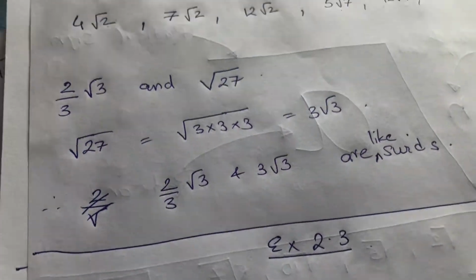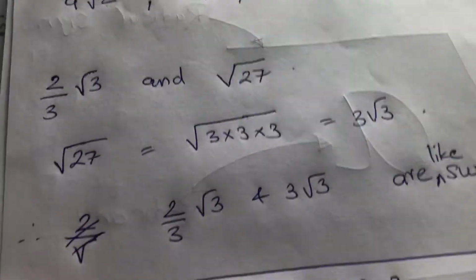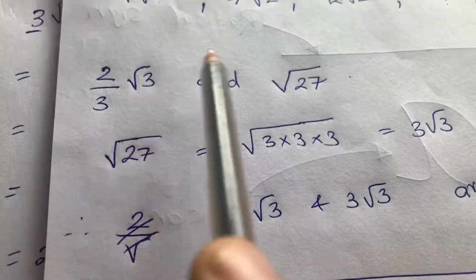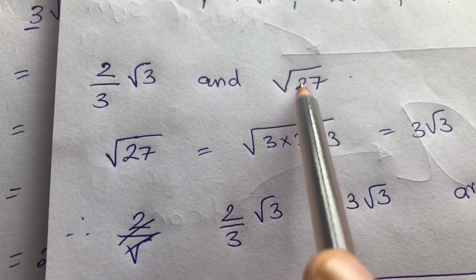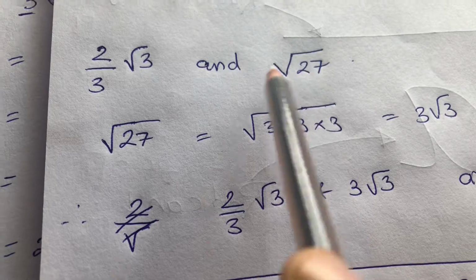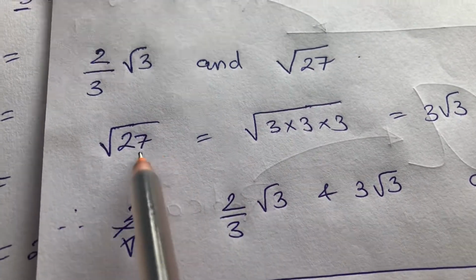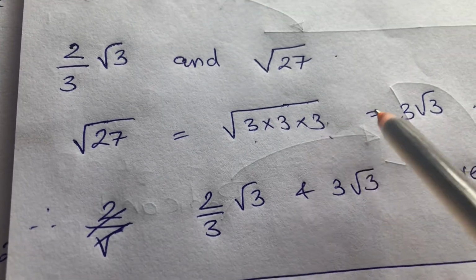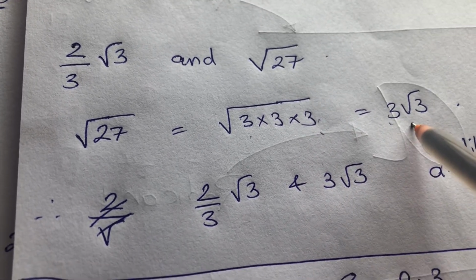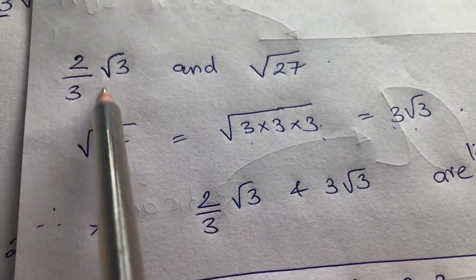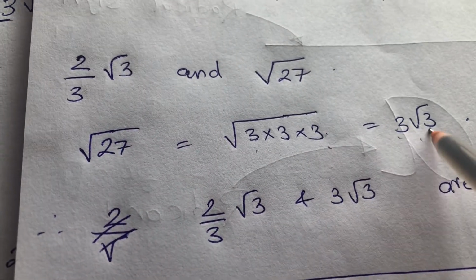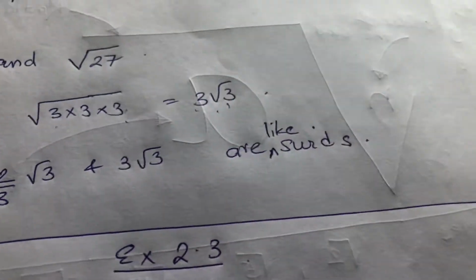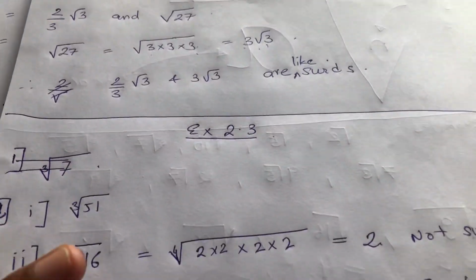Clear? Now look at these. They seem to be unlike, but they are like. How can we do that? So root of 27. 27 can be written as 3 into 3 into 3. After solving, it becomes 3 root 3. So now it is 2 upon 3 root 3, and here also 3 root 3. Therefore they are like surds. Okay. Let's move towards the exercise.